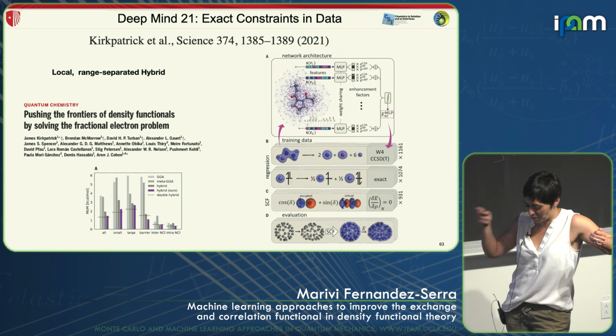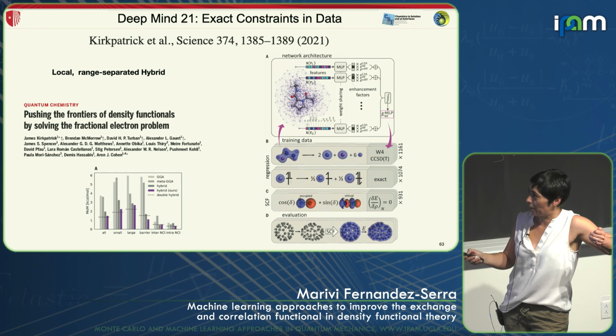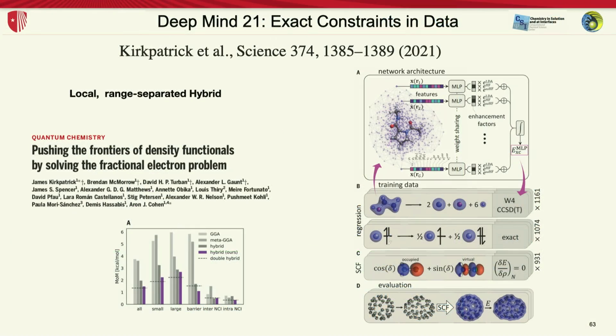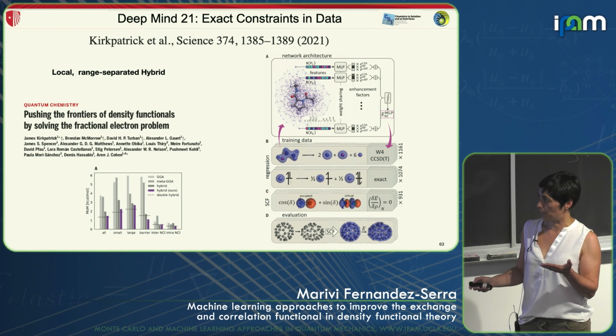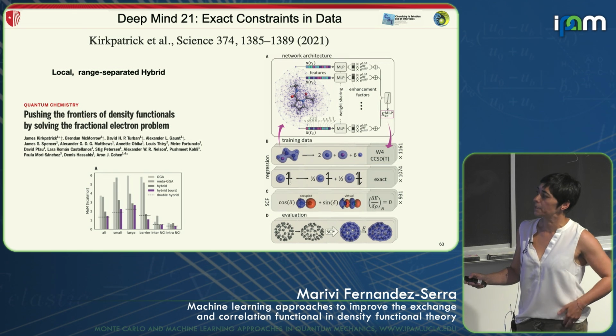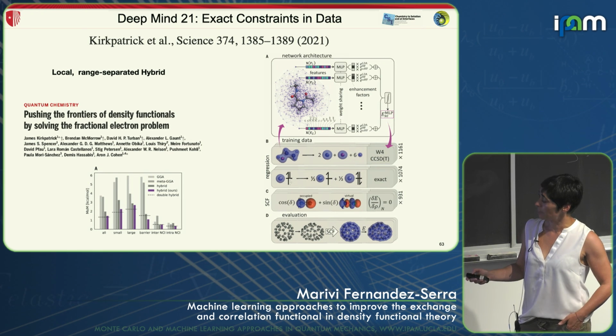Now, I don't want to finish without at least mentioning the DeepMind work, which came soon after our work. They did something very similar. They optimize an exchange-correlation functional also on the grid. Basically, you have a neural network that takes density gradients and so forth. It has an additional parameter. It's a local range-separated hybrid, which means they need the exact exchange energy on the grid, which makes it actually very expensive.